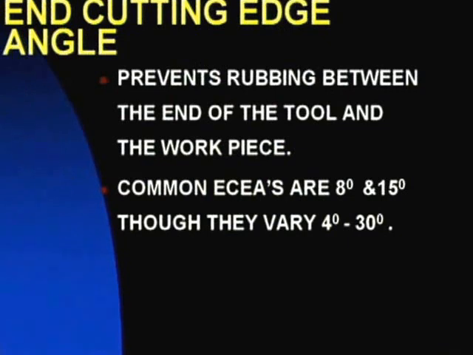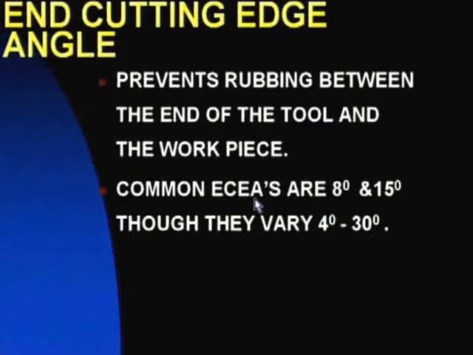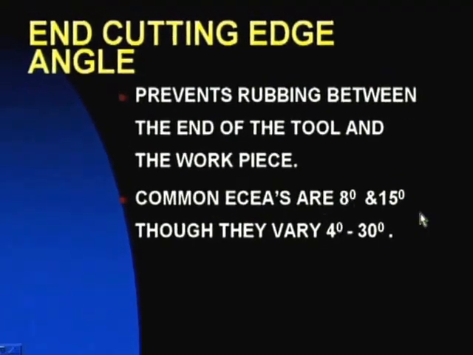When the machining is taking place, the tool is continuously fed into the workpiece, and there is a chance for the cutting edge to come into direct contact with the work. So when the cutting edge is given a little slope, an angle, the tool penetrates into the work without rubbing against the work material. The other point is the commonly taken ECEA. ECEA again stands for end cutting edge angle. Common ECEAs are 8 degrees and 15 degrees.